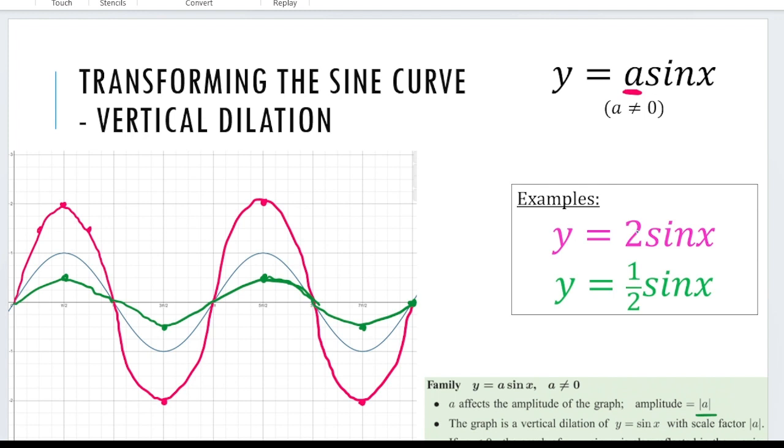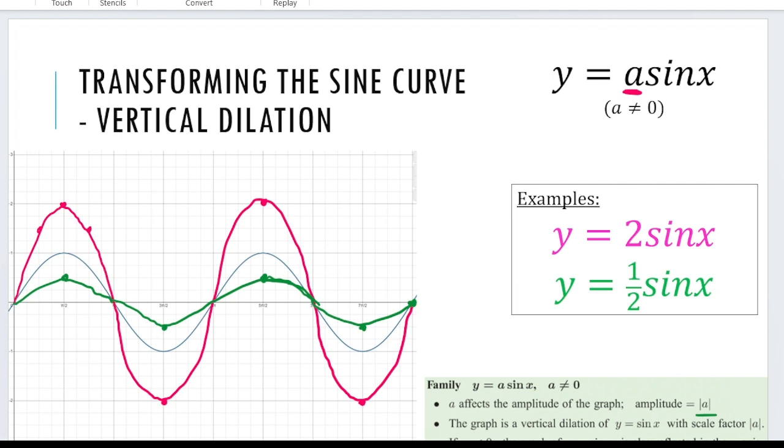If we have y equals 2 sine of x, our amplitude is the modulus of a, which in this case is 2, so that's just 2. If, for example, we had y equals negative 2 sine of x, our graph would be reflected or flipped. The amplitude would still be 2 because we're basically just talking about the biggest distance from the maximum to the baseline, or the minimum to the baseline.